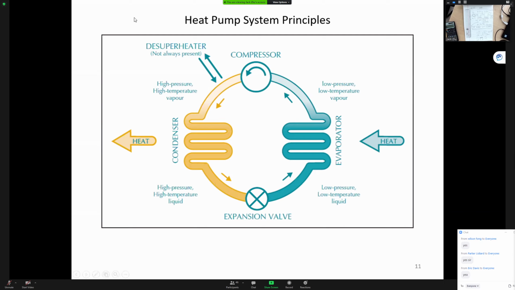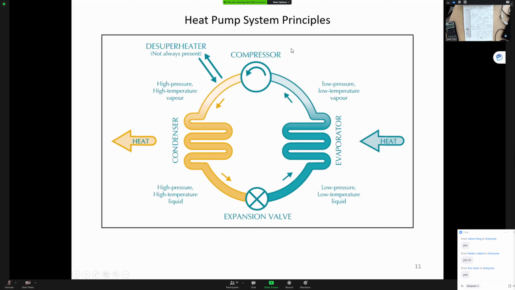Okay, so here is another very important thing. I strongly suggest you have this picture ready when you're doing the exam. There will be a question asked about this. So, heat pump system principles. This is a simplified drawing. They give you 4 components: condenser, evaporator, compressor, and expansion valve.